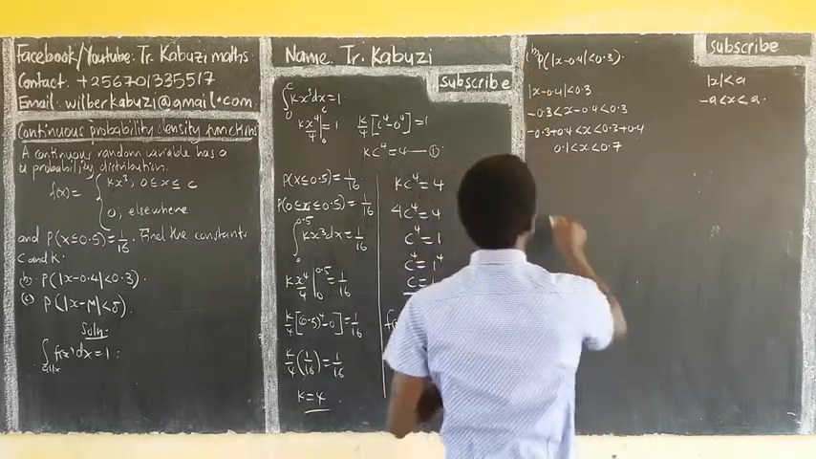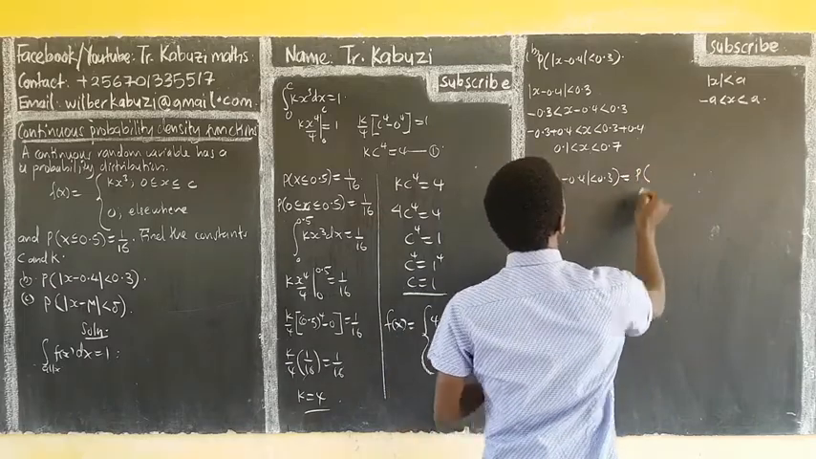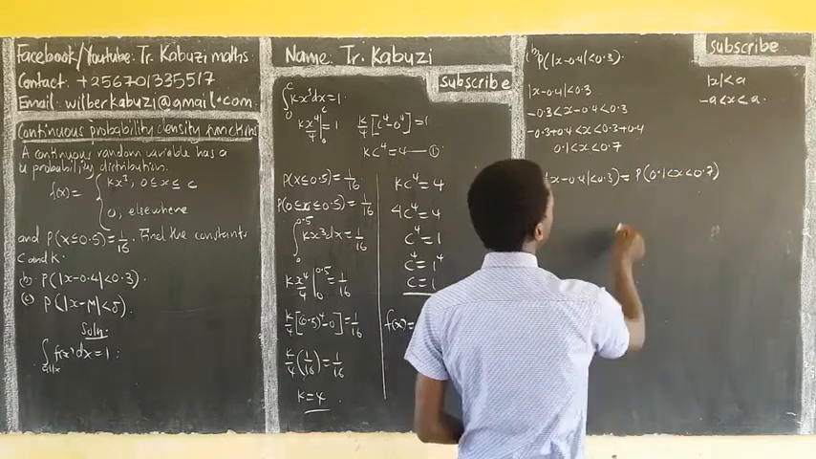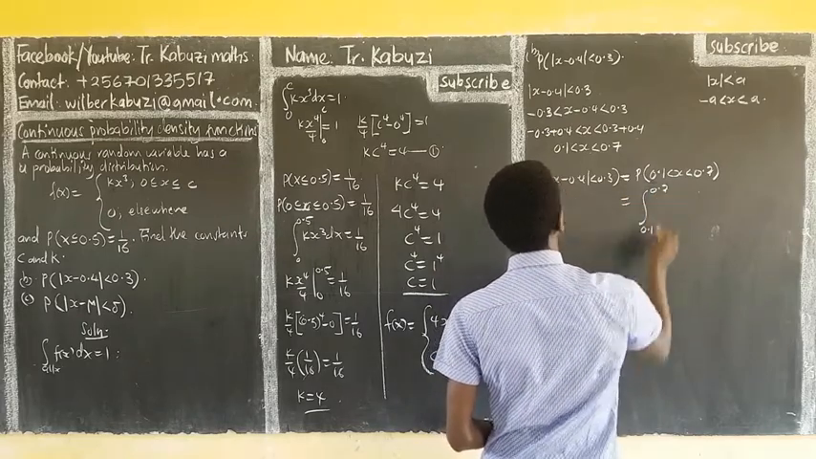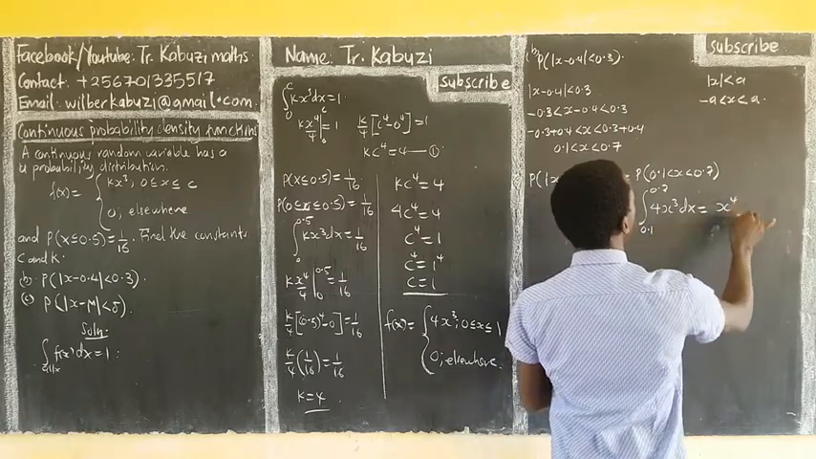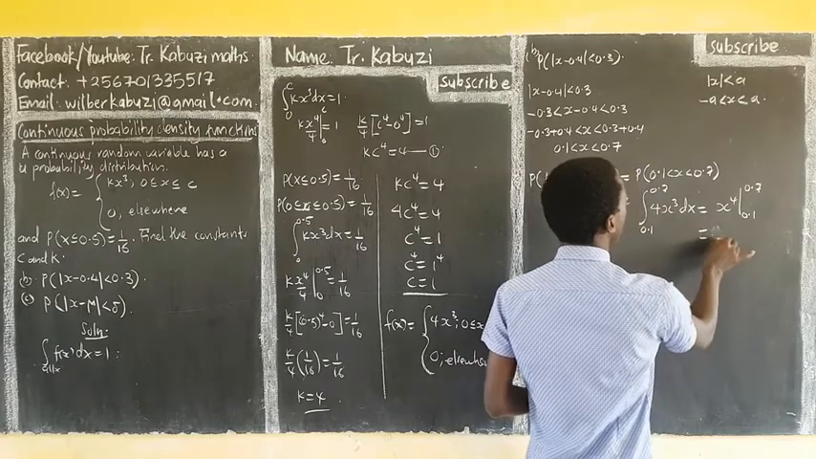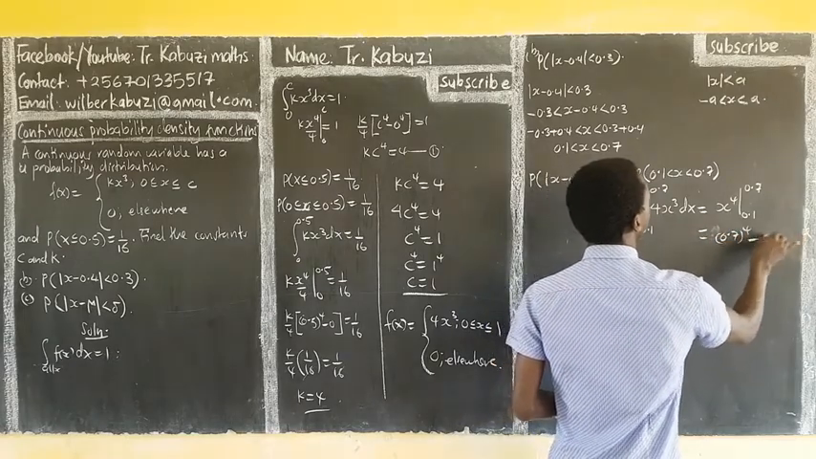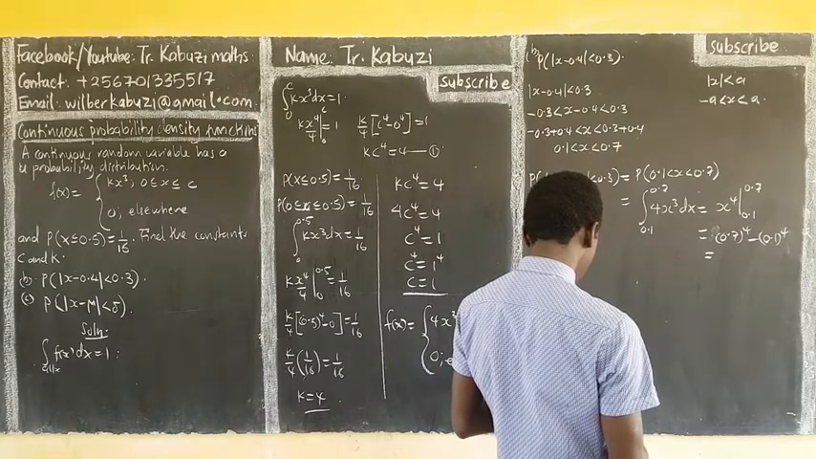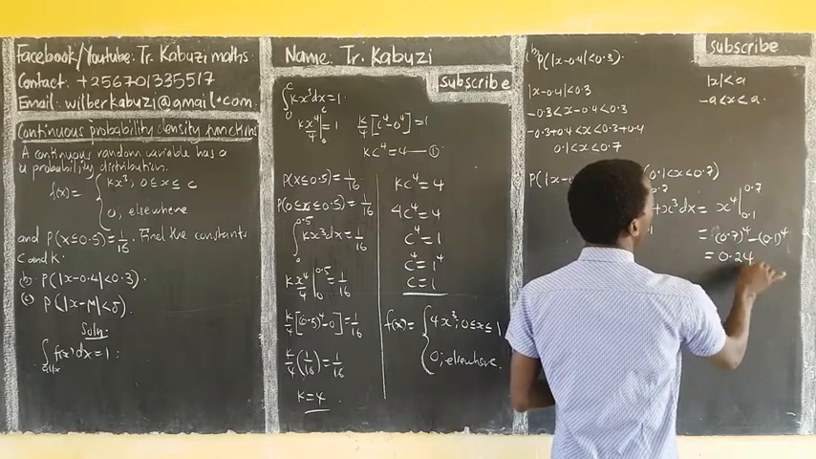So the whole of this probability of the modulus is equal to the probability of x between 0.1 and 0.7. This is the same as the integral from 0.1 to 0.7 of our PDF 4x cubed dx. When we integrate here, we shall get x power 4 from 0.1 to 0.7, because we are increasing the power by 1 and dividing by 4, so the 4 disappears. This will be 0.7 power 4 minus 0.1 power 4. So the answer we get there is 0.24. That's the answer I have.